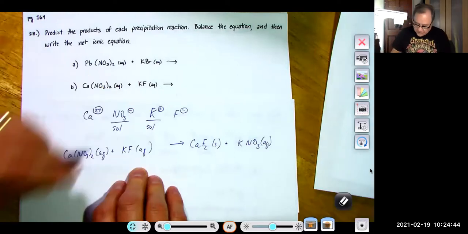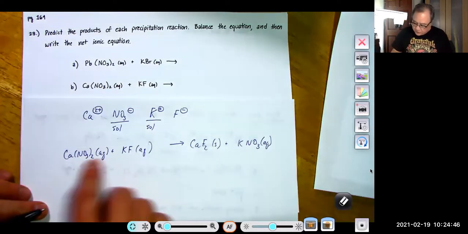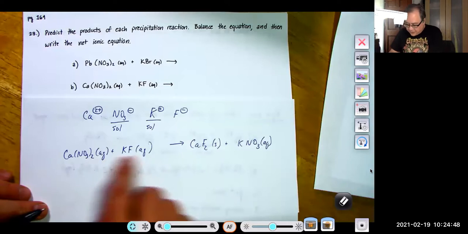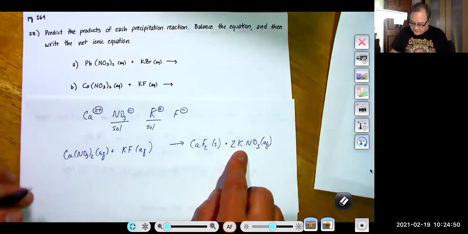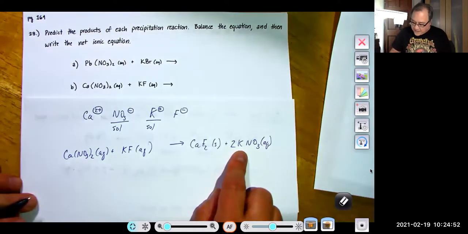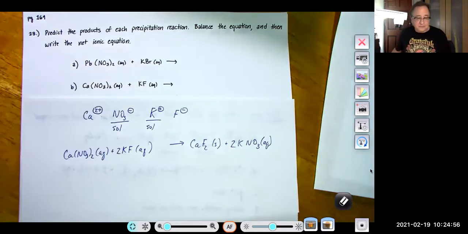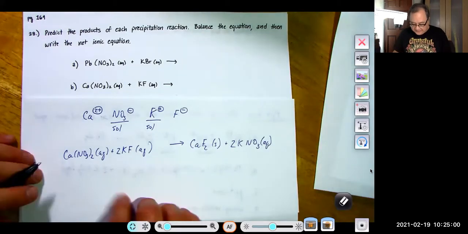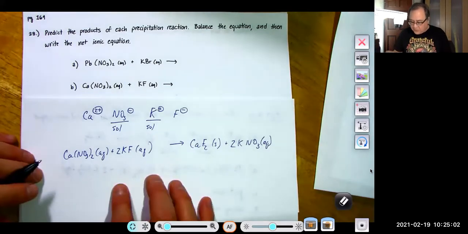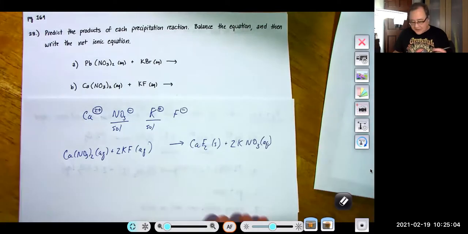And here, can you see how we have one calcium, two nitrates, one nitrate? So we're going to put a 2 there. One potassium, two potassium. So we put a 2 there and we're balanced. Now, what's the net going to look like? So what do we do when we make the net? First thing.